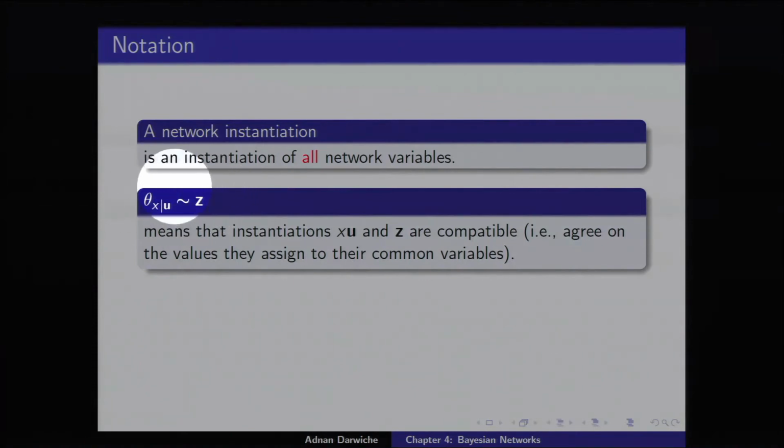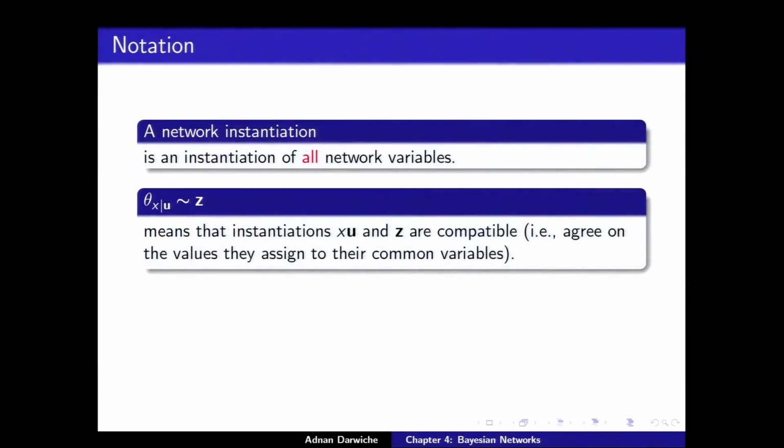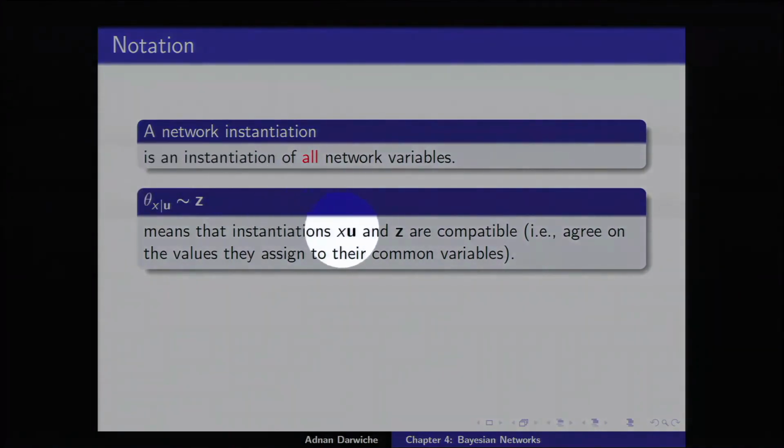Now, here's an important notation that's used quite a bit in your book. This says the network parameter theta X given U is compatible with a particular network instantiation. And what does that mean? This is an instantiation of all variables, correct? This parameter mentions a subset of these variables, and it also fixes their values. I just want the values to be compatible, all right? Means that this instantiation and that are compatible. They agree on the values they assign to common variables.